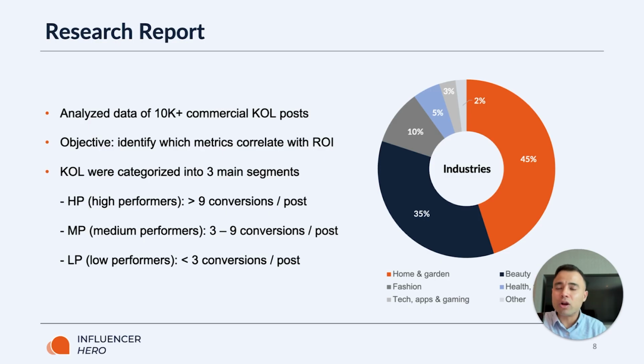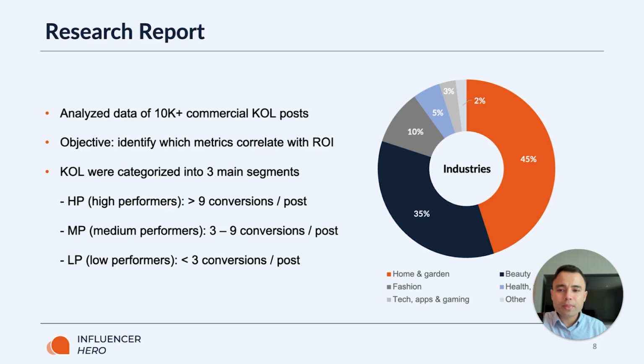Just real quick, regarding the research report, what did we do? So we analyzed over 10,000 commercial influencer posts to determine the correlation with ROI. So our data scientists took all the data of all the influencers we worked with and the performance of those 10,000, I think it was 10,300 posts or something, to determine the correlation, right? And the objective again here was to identify which metrics correlate with ROI, because we were really interested, right? I mean, there are so many different metrics, and we just wanted to pinpoint finally, okay, what actually matters, right, in order to help our clients.